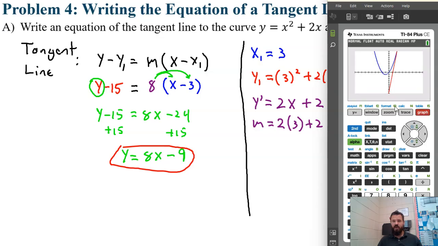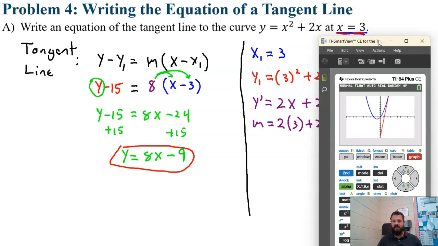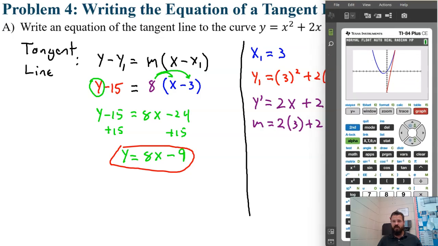When I graph that, what I can see is my x squared plus 2x here. Okay, and then the equation of that tangent line looks like this, and it is going to hit our graph at x equals 3 there. Again, that's what we're looking to find: that tangent line, that line that intersects the graph at a single point.